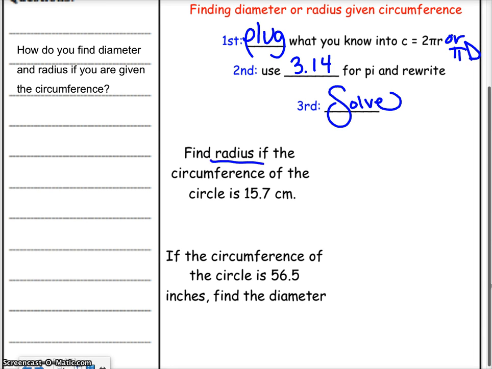So I'm going to find radius if the circumference of the circle is 15.7. So since I'm looking for radius, I'm going to use this formula, 2 pi r. Circumference is 15.7. Do you know what I did there? Yeah. I plugged in what I knew. Formula, formula. Pi, pi. That's what I did.